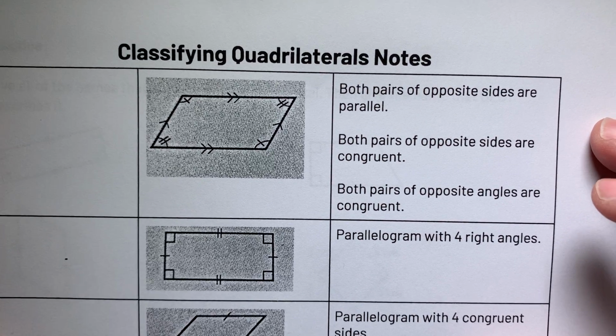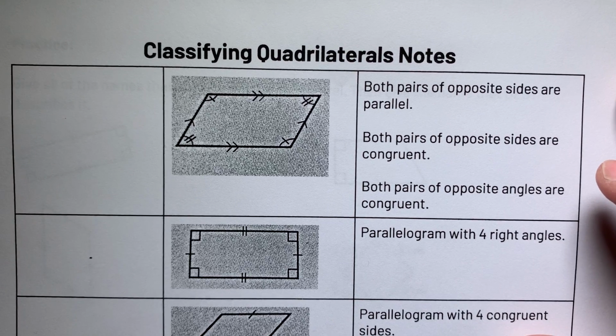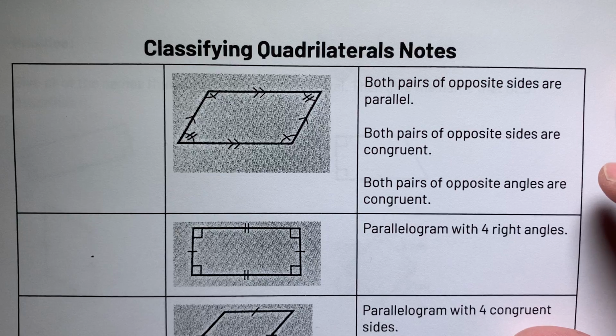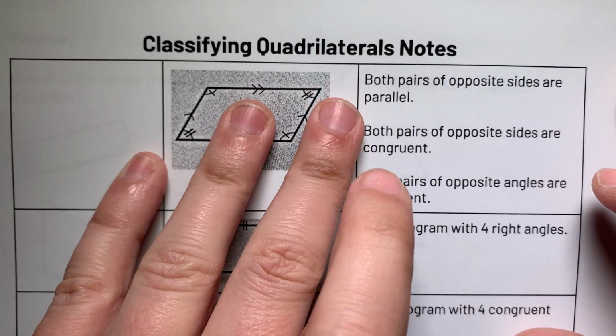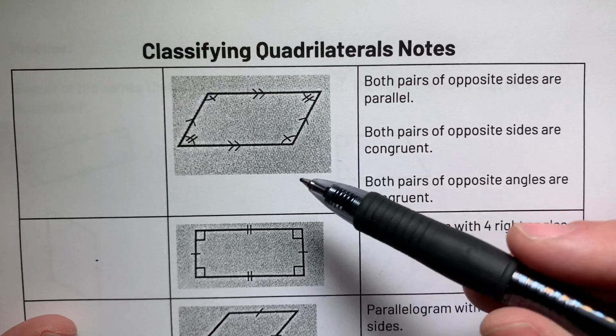Good morning. This is hopefully the only video that you will ever need to help you understand how to classify quadrilaterals. Okay, so quadrilaterals, 4 sides: 1, 2, 3, 4. And we can call quadrilaterals different things.